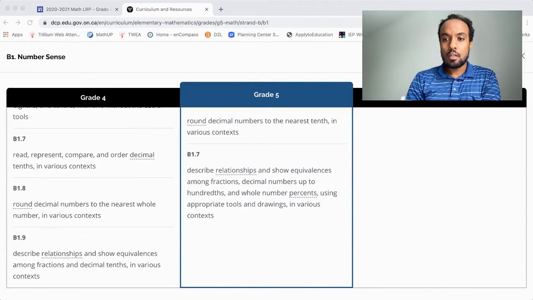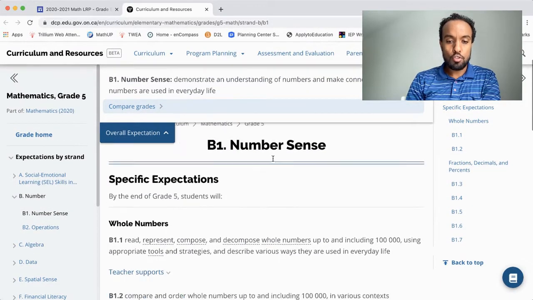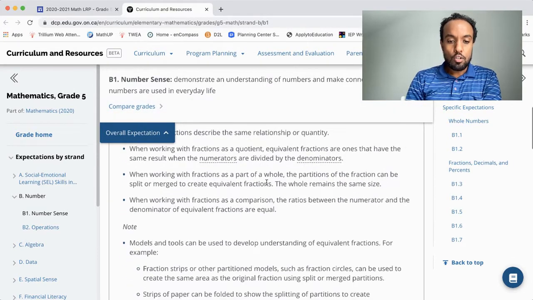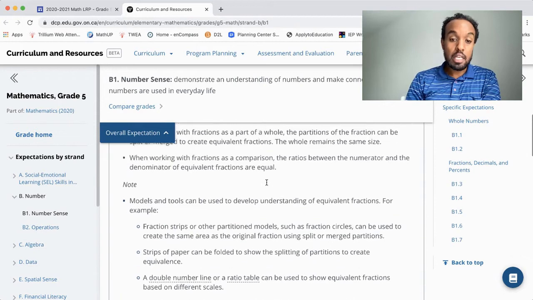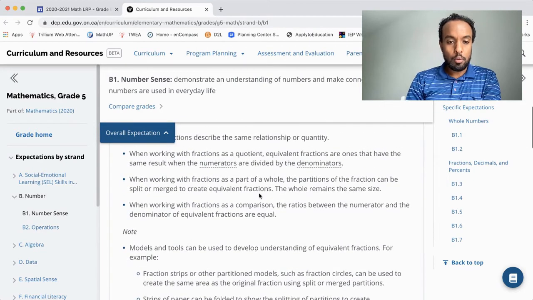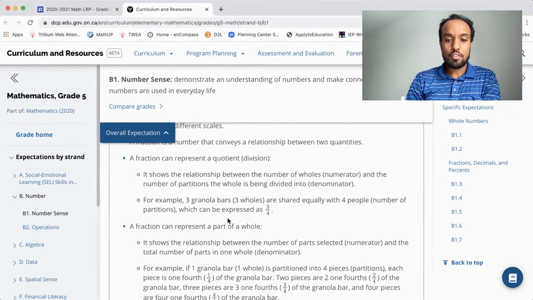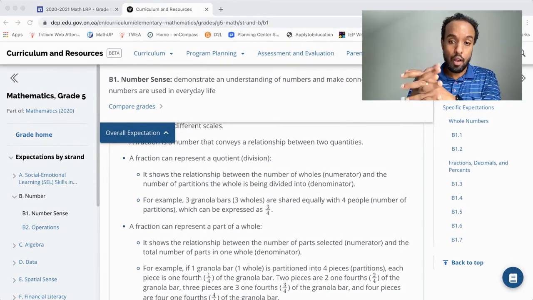So let's look at some of the specific expectations teacher supports under those specific expectations. When we scroll down to B1.3 under teacher supports, you can see there are some key pieces of information that are helpful looking at what numerators and denominators are and all that. We're going to focus on representation of fractions here just for a moment. Under B1.3 in grade 5, the teacher supports provide important information. As always, teacher supports are a good place to go to have a good understanding of what we're teaching and some of the definitions of what the specific expectations are talking about.